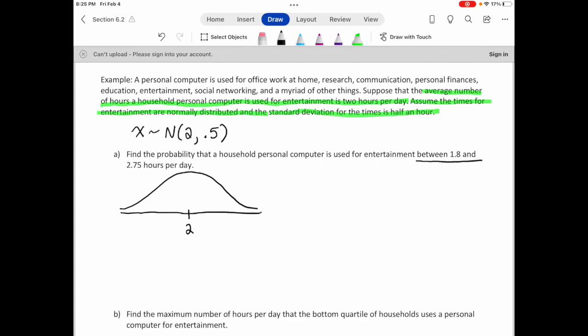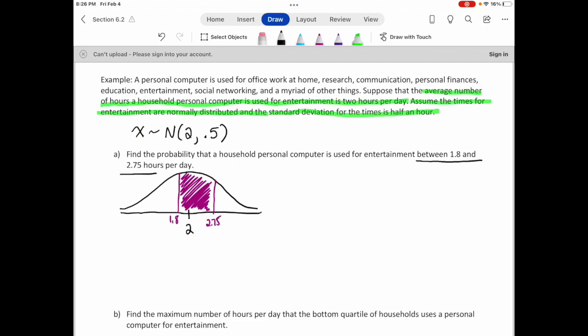The question wants to know what's the probability that a person uses it between 1.8 and 2.75 hours a day. Well, 1.8 would be a little bit before 2, so about right here. 2.75 would be about right here. And we want to find the probability of the time that they use it per day falls between those two times. So we're looking for that shaded area under the graph.